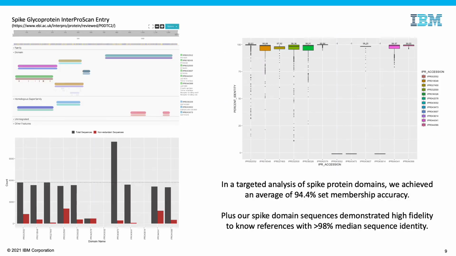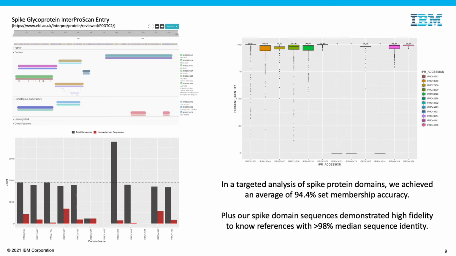In our protein domain sequence analysis, we also wanted to investigate set membership accuracy and then also the sequence fidelity to known references. In this case, we took a targeted look at spike glycoprotein for the domains that are known to be involved in that, especially because spike glycoprotein is one of the key gatekeepers for host cell invasion, the target of all of our vaccines, even many tests, right?